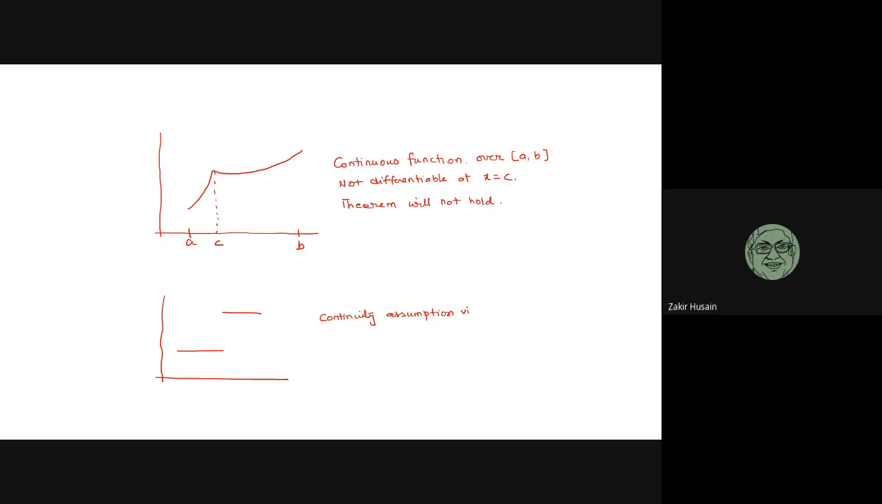The continuity assumption is violated. The first assumption is violated, so I need not go on to the second. Obviously, it will not be differentiable. If a function is not continuous, it will not be differentiable. So if I just find that it is discontinuous, I can stop over there. Again, the theorem will break down.